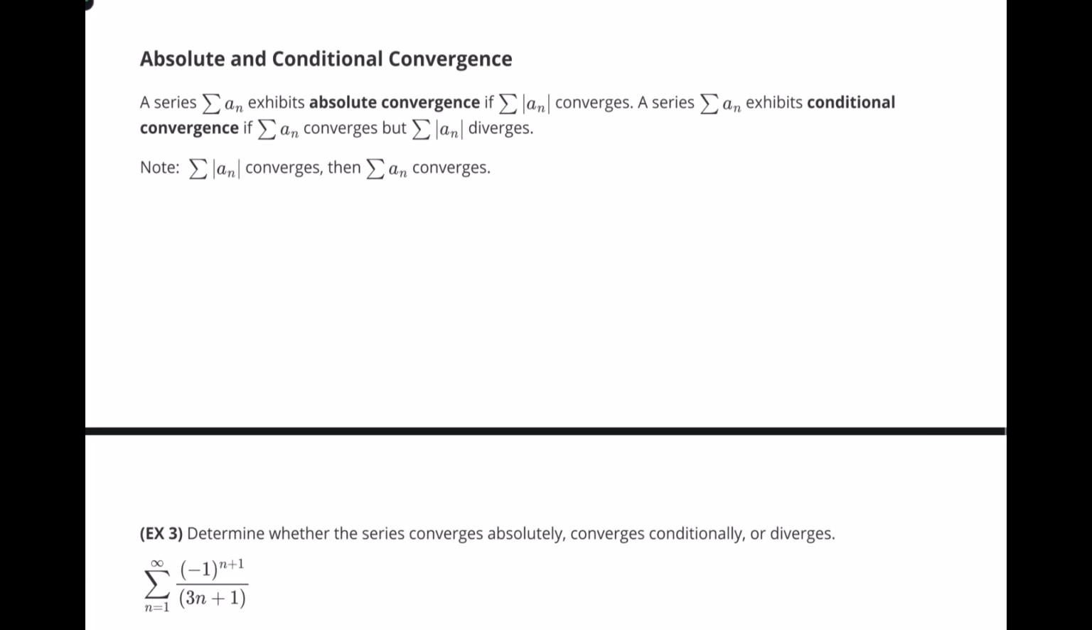Now it's possible for an alternating series to converge with the alternating part included, but then diverge when you take out the alternating part. So we have what's known as conditional convergence, which is the latter. So if you have the alternating series converging but the non-alternating counterpart diverging, versus absolute convergence where both of them converge. So let's take a look at some examples with that and determine how to identify this.